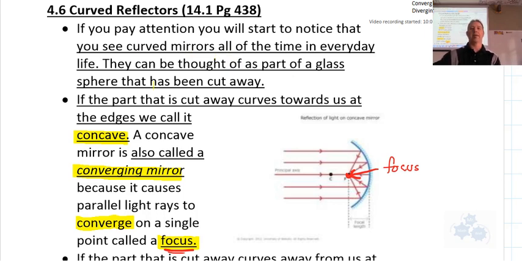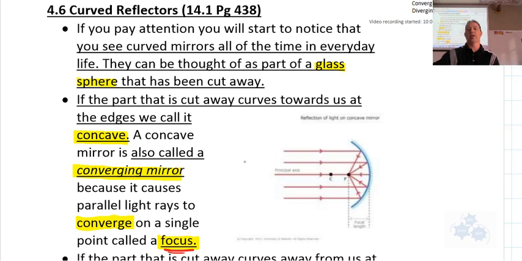They can be thought of as part of a glass sphere that has been cut away. Okay, so it's a cutaway of a glass sphere. So this diagram down here is sort of a two-dimensional representation. If the part that is cut away curves towards us at the edges, we call it concave. A concave mirror is also called a converging mirror, and that's because here are some rays that are coming into the mirror, and they'll bounce off this mirror and pass through this little point right here. It's called the focus, and so they converge to one single point. That's why it's called converging.